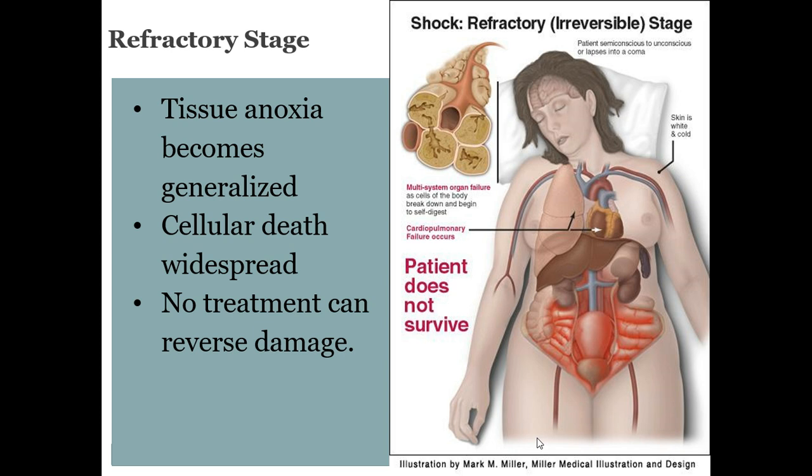So now we'll talk about the refractory stage. In this stage, there's inefficient anaerobic metabolism and extreme tissue hypoxia. Tissue anoxia becomes generalized. Cellular death is widespread, and there's no treatment to reverse the damage. This is the end stage. Even if the MAP is restored at this stage, there's too much cellular damage that has occurred to maintain life, and shock is not reversible at this stage.